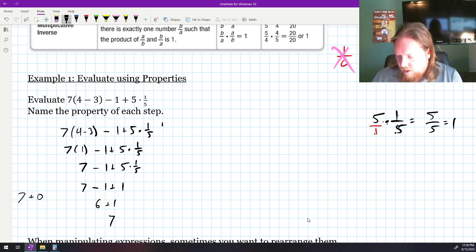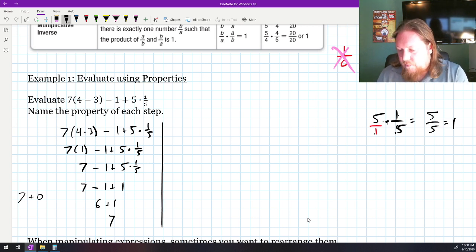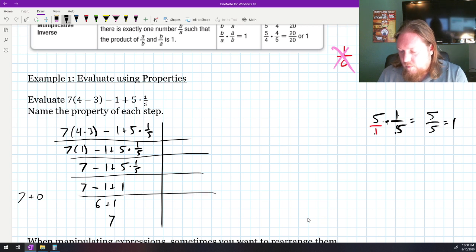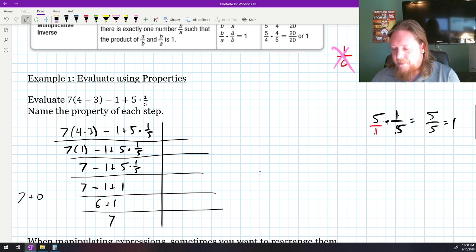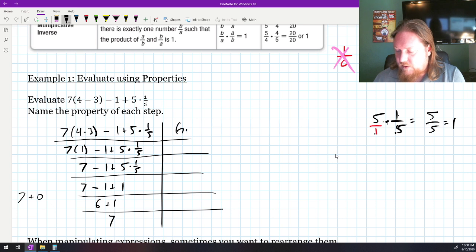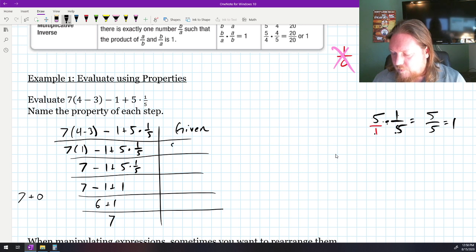Now, I've got all of my stuff here, and I'm just going to turn it into a table. I've got each step along the way. The very first step was just what I was given, right? I just rewrote the same problem. This is given. What did I do the first time? I did subtraction there. 4 minus 3 is 1, so subtraction.